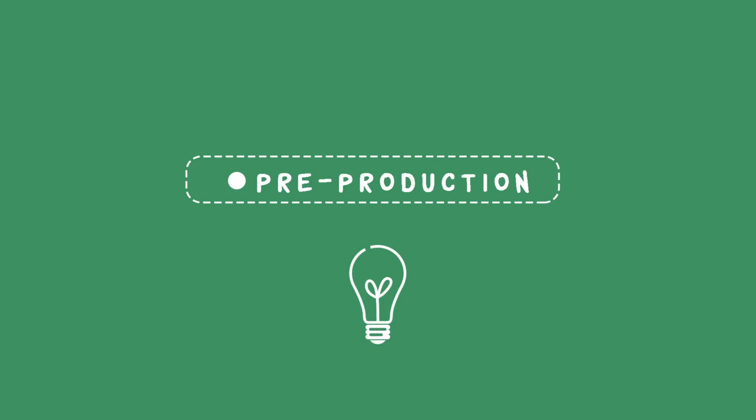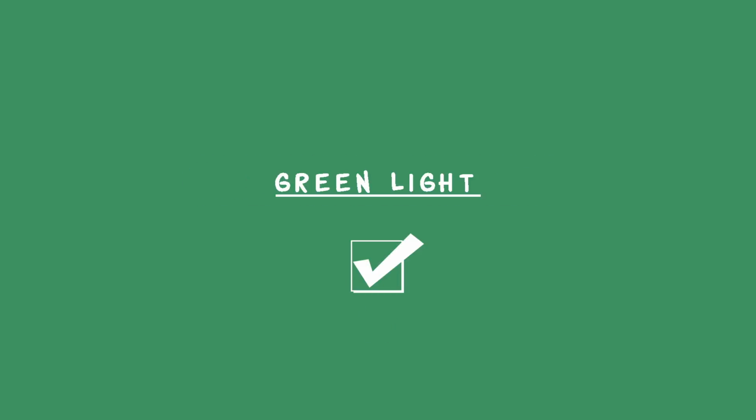So the first stage is pre-production. When a concept, the idea of the project, is approved, we have the permission to move forward. This is a phase called green light. The green light is a term used to officially approve a project and means go ahead.